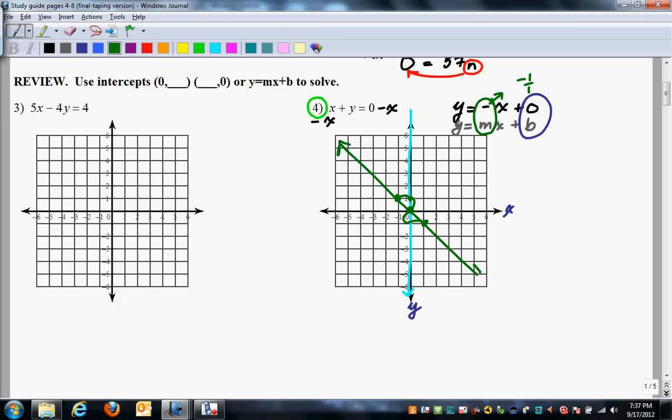Now another way we could have done this is using intercepts. This would be the intercept method. X plus y equals 0. So if we put a 0 in the x, y is 0. And here, this is 0. This isn't going to make a lot of sense because we end up with both of the intercepts at the origin. So when both intercepts are at the origin, you're actually forced to do y equals mx plus b in order to solve.